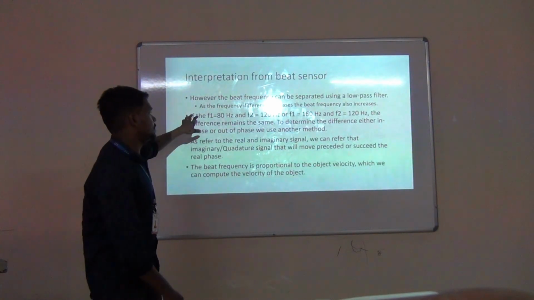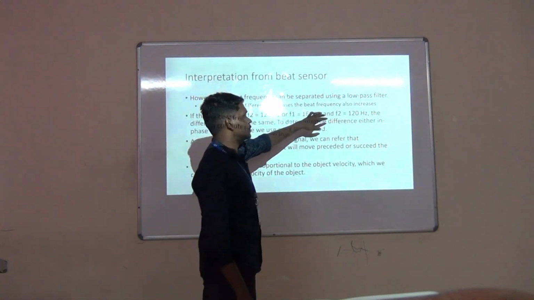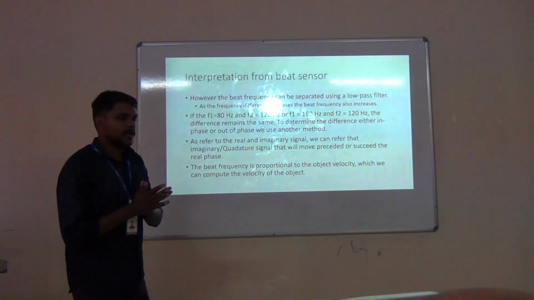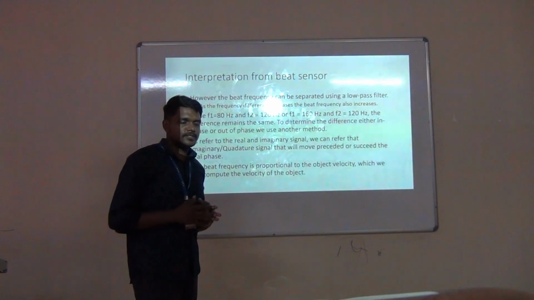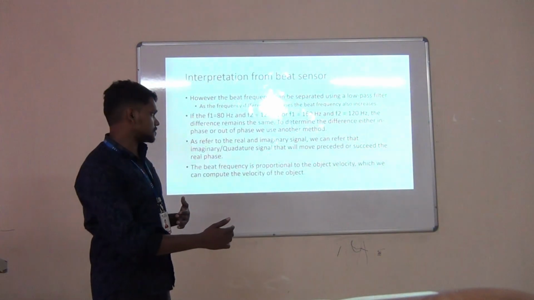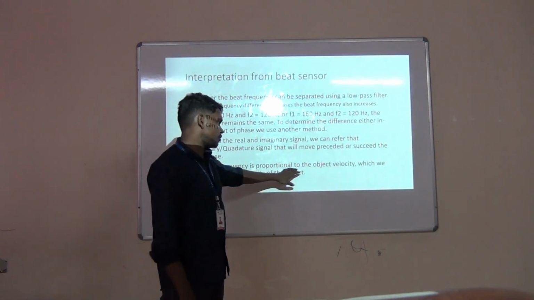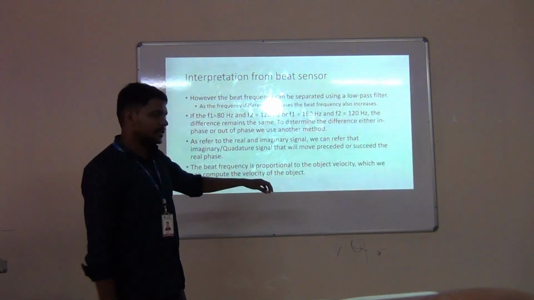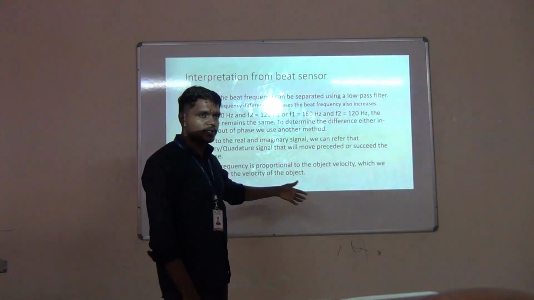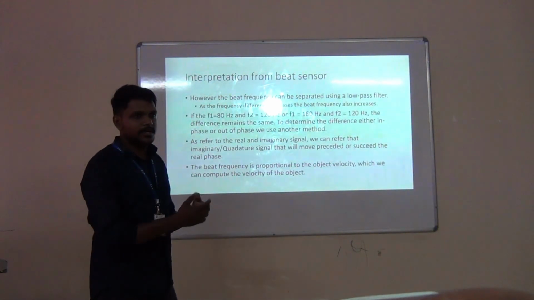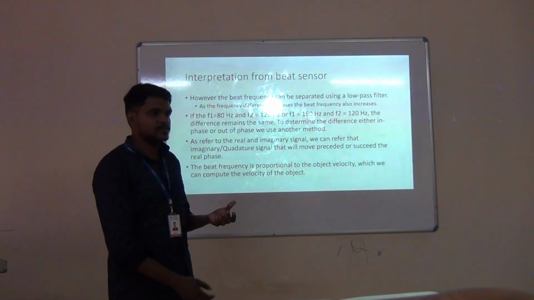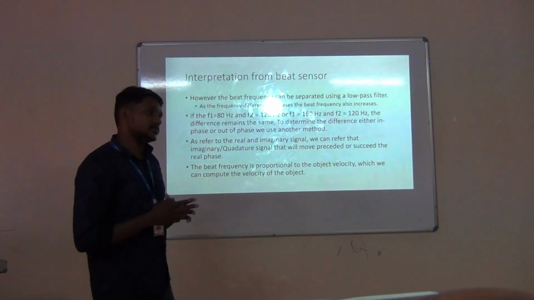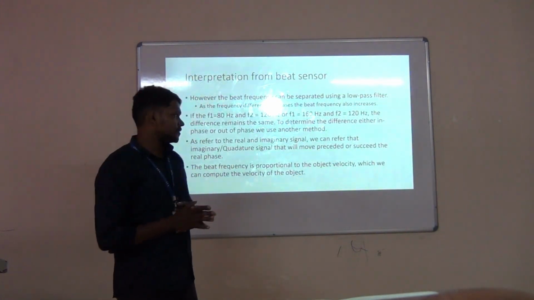As the frequency difference increases, the beat frequency also increases. As I told you, the beat frequency is proportional to the object velocity and distance. If the object velocity increases, the beat frequency also increases. So based on the beat frequency, the A minus B value will change, and we will get a proportional value, right? But here also we have a small problem, which I will tell you now.